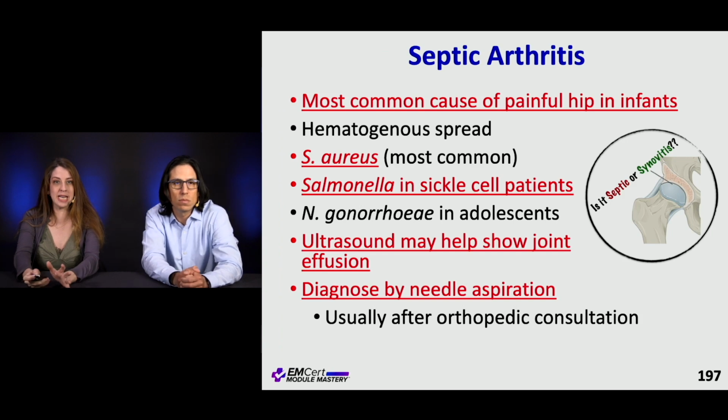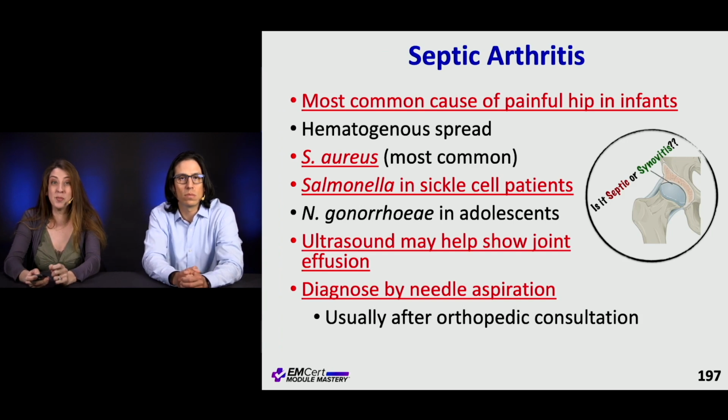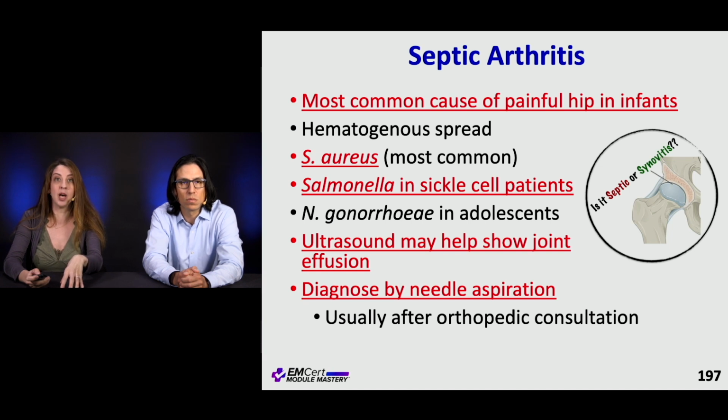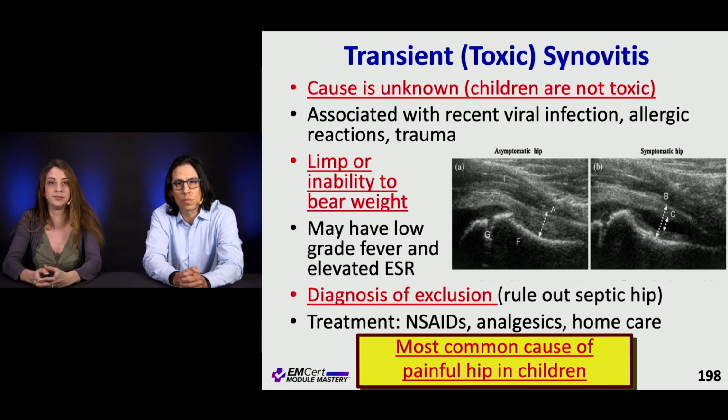So, septic arthritis. This is actually one of the most common causes of a painful hip in infants. It can be caused by hematogenous spread. Most common is Staph aureus. Anytime you see a painful joint in a sickle cell patient, if we're worried about septic arthritis, you want to think about Salmonella. If they're an adolescent, you want to think about gonorrhea. One of the first steps in evaluation is an ultrasound to look for joint effusion. You can diagnose it by needle aspiration, and this is also in consultation with orthopedics.